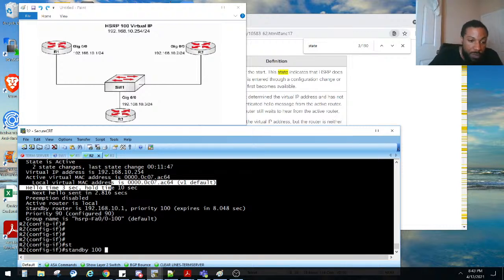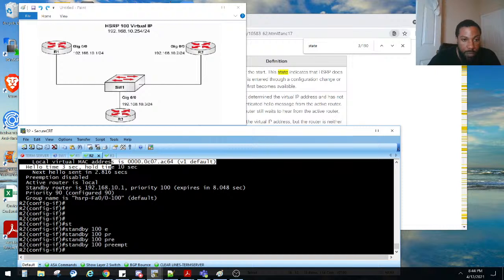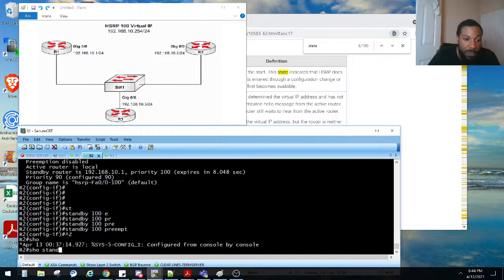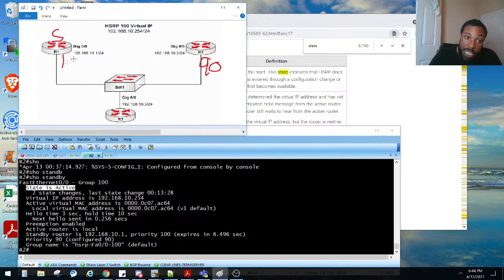So standby 100, we said we wanted to enable preemption, so preempt. There in group 100, we got preemption enabled. We show standby. Preemption is enabled, but it don't matter. Why? Because his priority is set to 90. He got a lower priority, so of course he's not going to take over. First of all, he's already the active router, so he's pretty much the primary router. And then this guy is the standby router. He's set to 100. So we need to enable preemption on that guy right there. We need to enable preemption on router 1. So let's go ahead and do that.